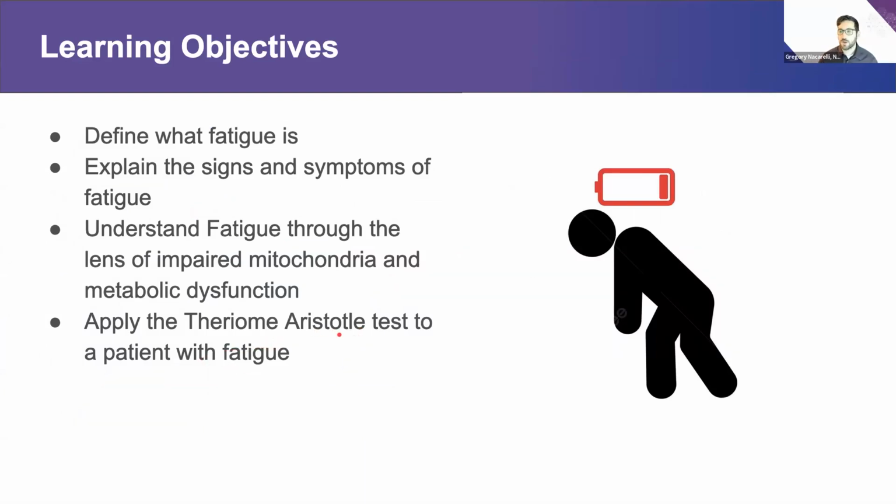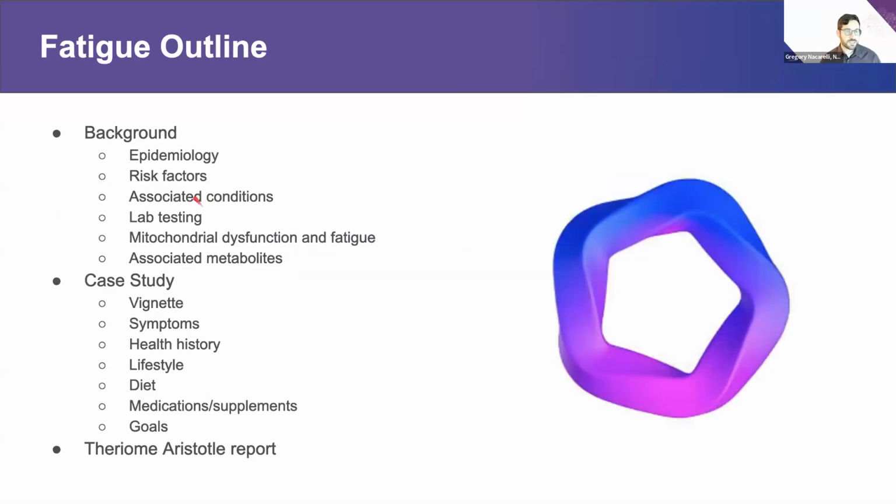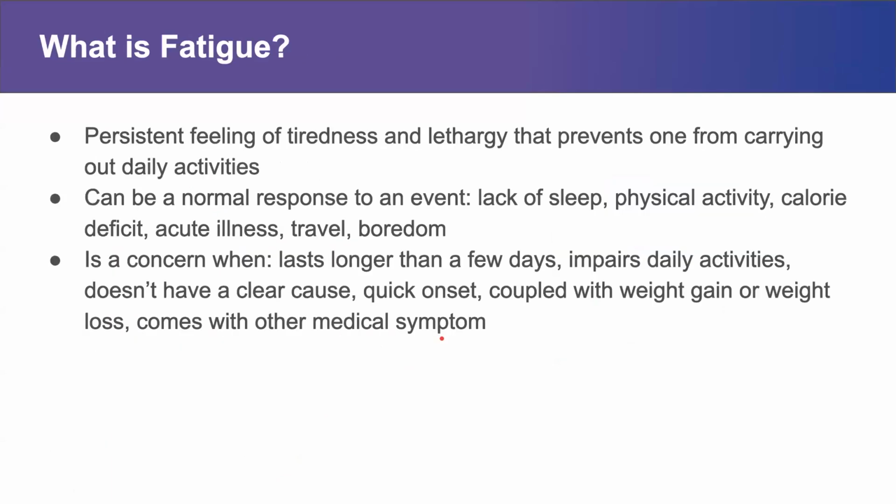This test is Theriome's Metabolomic test. So for fatigue, we're going to look at some epidemiological information, some associated conditions, conventional lab testing. We'll go through some mitochondrial metabolites. And then for our case study, we'll just go kind of top to bottom. You have a patient that comes with their background and history and some labs, and apply that information to interpreting a Theriome.